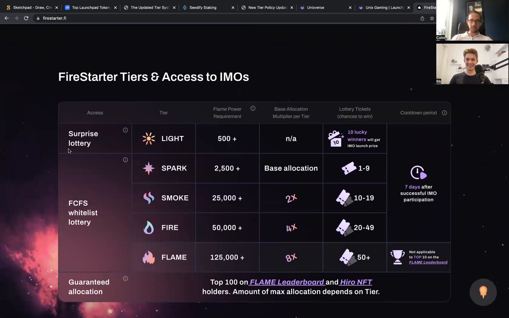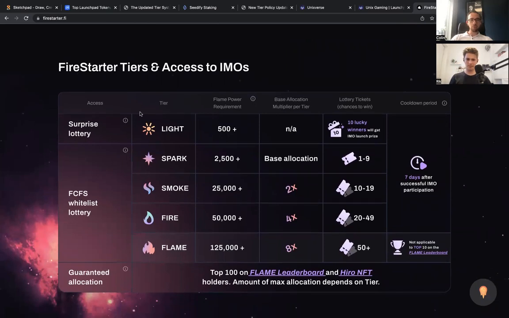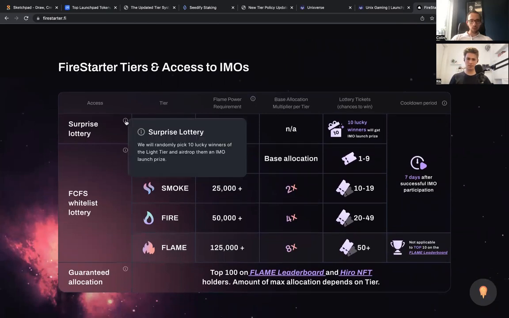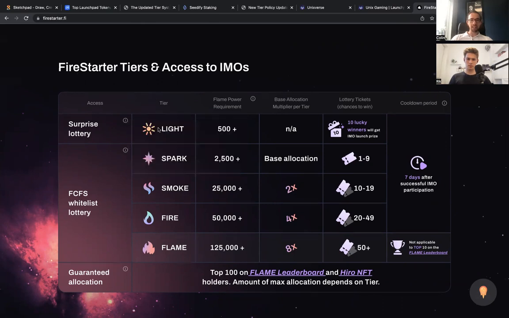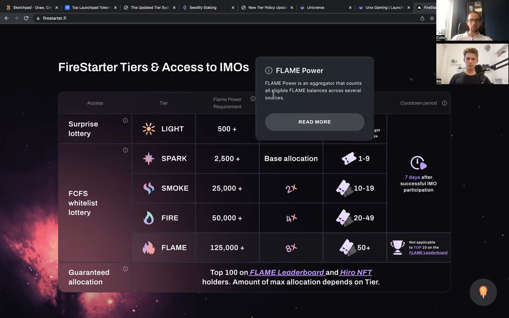Because look at it, right? I don't even think this is up to date. They did an update on it, but there's a surprise lottery. What does that mean? We will randomly pick 10 lucky winners of the light tier and airdrop them an IMO launch prize. Light tier, flame power requirement 500. So there's some power, which means you need to stake in order to get balance.